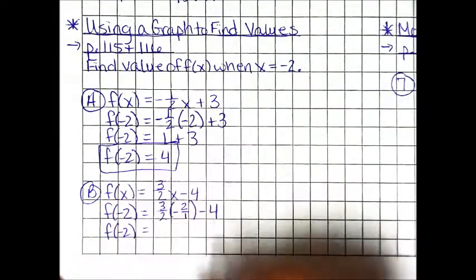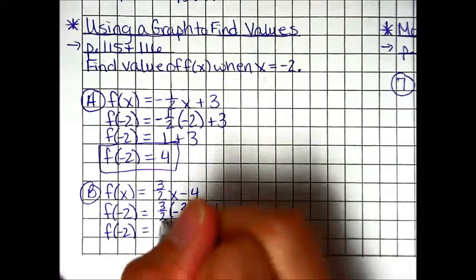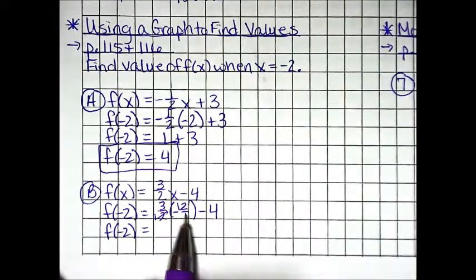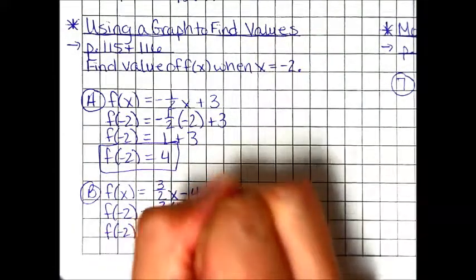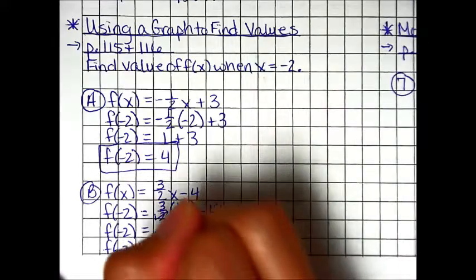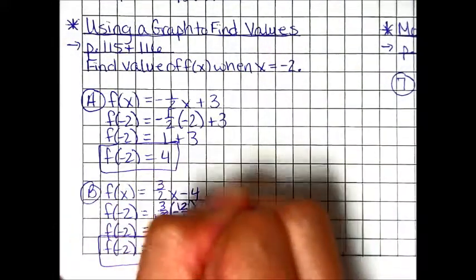If I want to multiply these, I'm just going to cross cancel. The 2's are going to cancel each other out. So it's basically 3 times -1. So -3 minus 4. I'm going to get f of -2 equals -7.